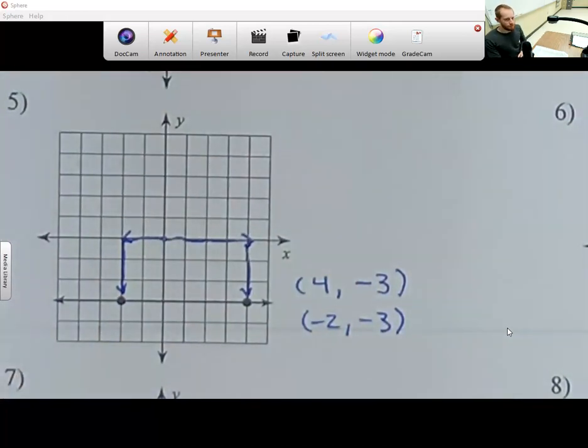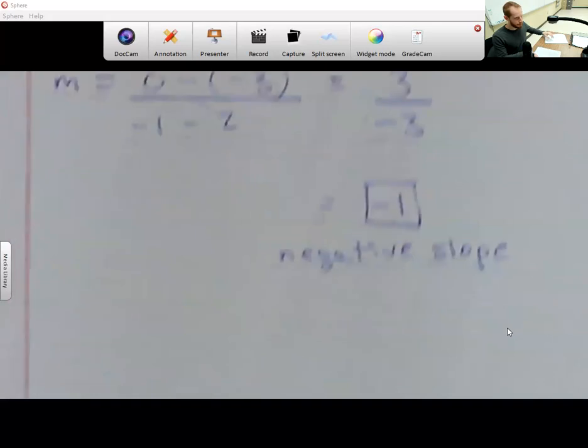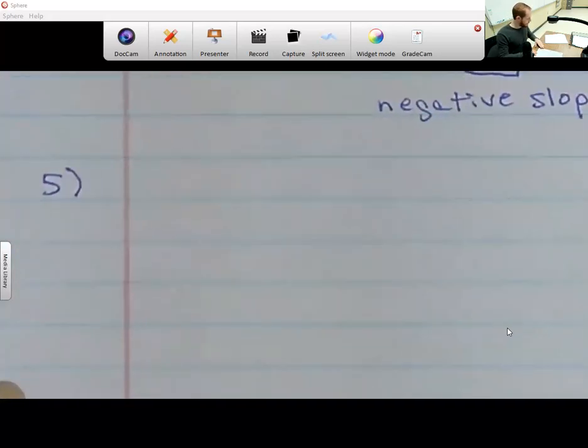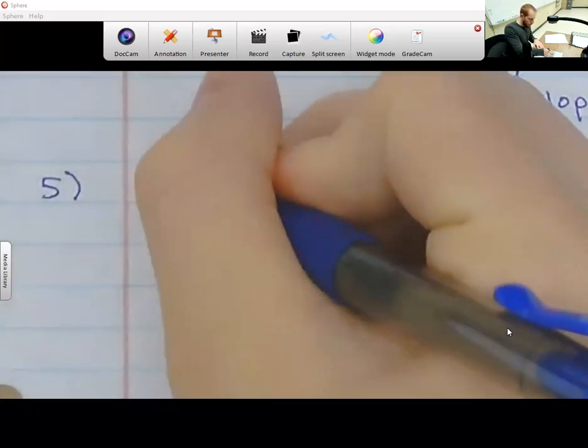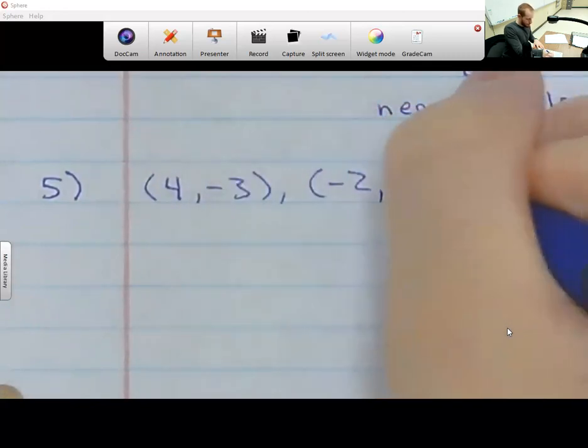So what you'll notice is the y coordinates are actually the same. You see that? That means when we do the slope formula on the top of the fraction, we're going to get a 0. And that kind of helps you to realize, hey, this is going to be a zero slope, flat horizontal line, right? So let's take those 2 points and let's put them in for number 5. 4, -3 and -2, -3.